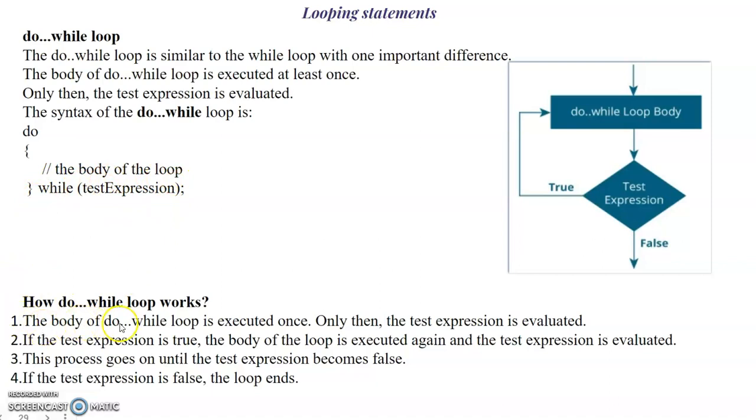So the body of the do while is executed once, and only then is the test expression evaluated, which is shown in this flowchart. If the test expression is true, then the body of the loop is executed again and the test expression is evaluated, and this process goes on until the test expression becomes false. If the test expression is false, the loop terminates.